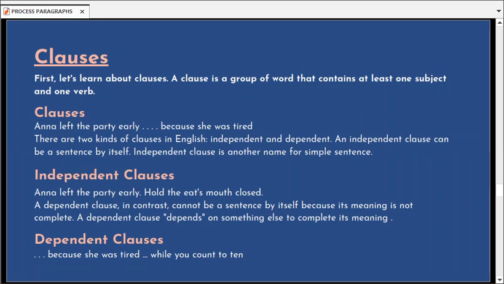A dependent clause, in contrast, cannot be a sentence by itself because its meaning is not complete. A dependent clause depends on something else to complete its meaning. Dependent clause: because she was tired.